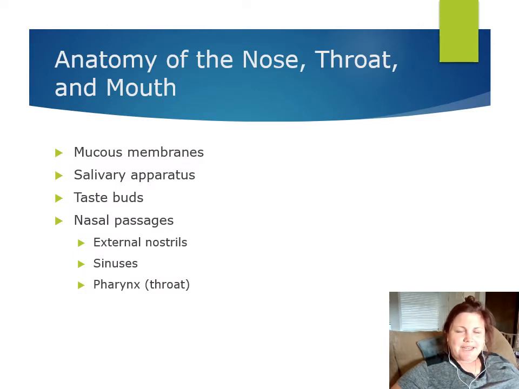Okay, in looking at the anatomy of the respiratory system, which includes the nose, throat, and mouth, it's important that you're able to remember the function of the different elements, which are listed on this slide: mucous membranes, the salivary apparatus, taste buds, and nasal passages. If you look at the notes associated with this slide, I've provided some quick review, and I expect you to do that independently to make sure that you can recall what each of these organs' function is, so that you can better understand the respiratory conditions that are affecting these parts of the body.